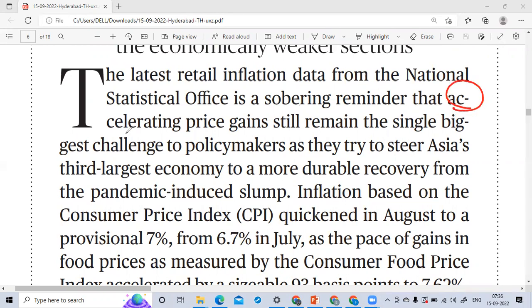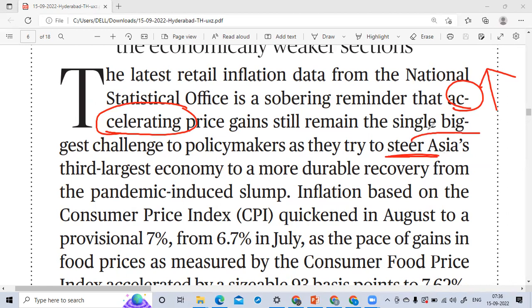What is meant by the vocabulary accelerate? Increase. Accelerating price gains. Accelerate means increase. Accelerator, when you ride a bike, what do you have? You have accelerator, and that increases the speed, yes or no? So accelerate means increase. In economy, we use the word accelerating price, okay? Increasing price.